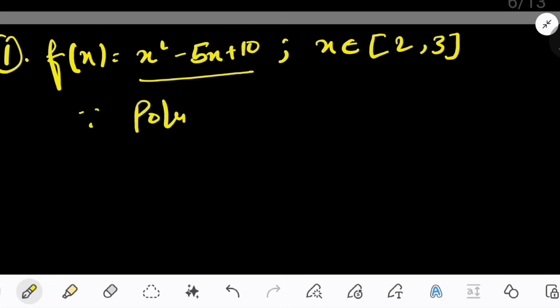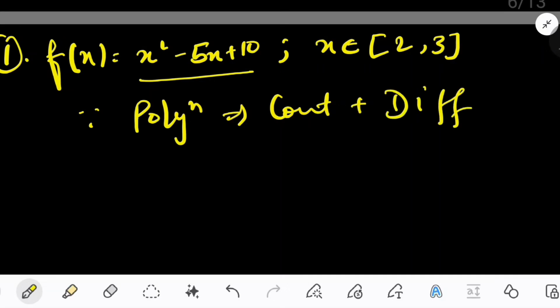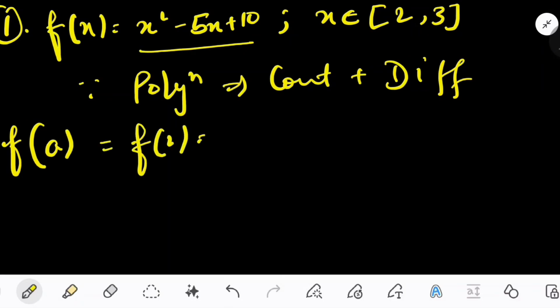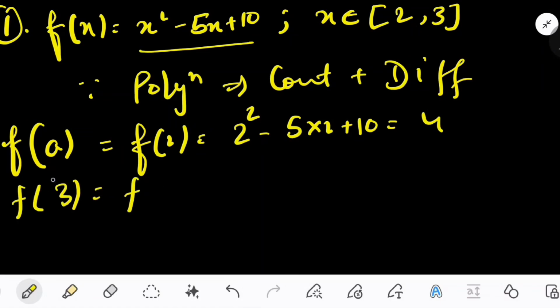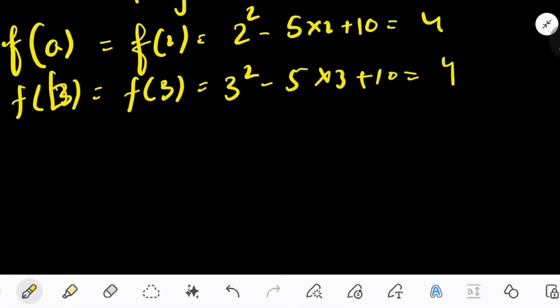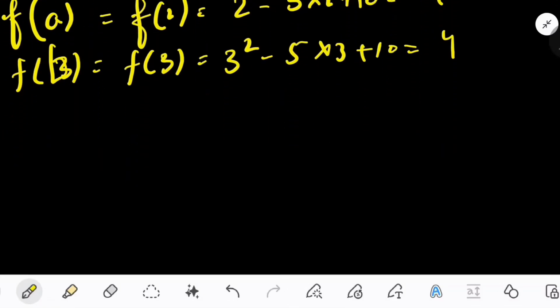Since it is a polynomial, it will be continuous plus differentiable, you can write the statements on your own. I'm not discussing all that. And you observe that f at a is equal to f at 2 is equal to 2 square minus 5 into 2 plus 10 is equal to 4, and f at 3 is equal to f at b is equal to 3 square minus 5 into 3 plus 10, and it is equal to 4. You can check it, right? Which means it is satisfying the condition of Rolle's theorem.